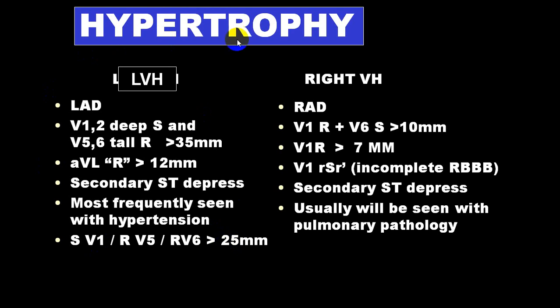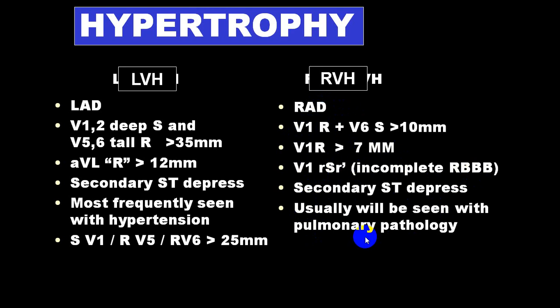So this will be in favor of LVH. While in a RVH, right axis deviation, V1 will have a tall R wave and V6 will have S wave. Addition of R plus S will be more than 10 millimeter, and R wave taller than 7 millimeter in V1. Sometimes you might see even an RSR' pattern, which is an incomplete right bundle branch block. Secondary ST depression in V1 and V2.